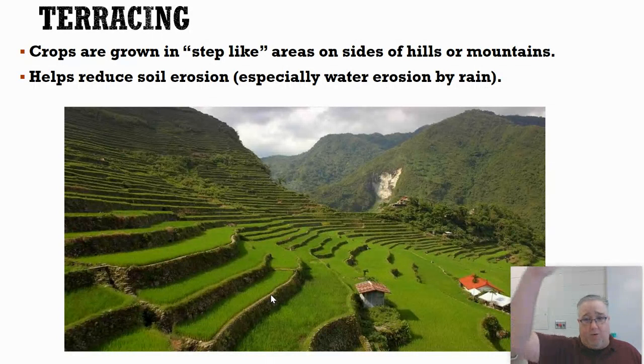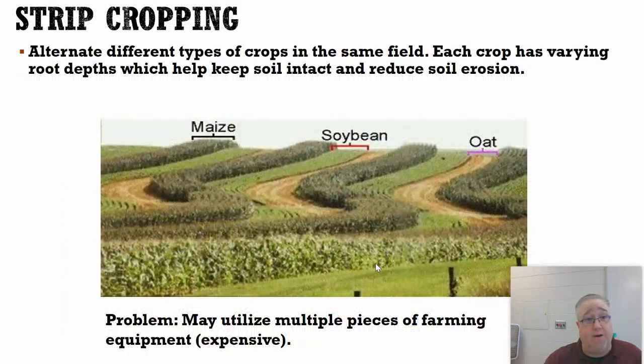Imagine if it rains on, let's say, a hill or a mountain, that water is just going to travel straight down the slope of the mountain. But by putting these steps in place, the water is going to land on a flat spot instead of a sloped spot. So it really does help limit any type of soil erosion by water.